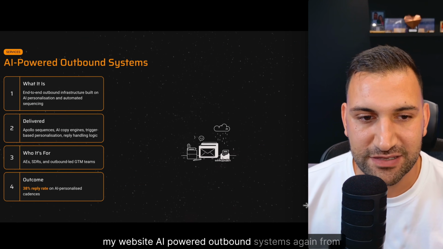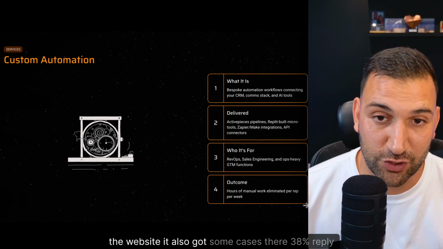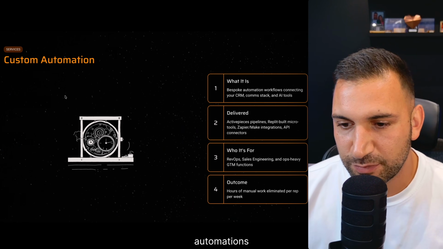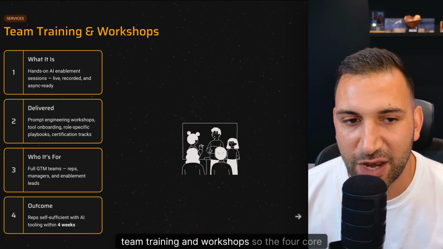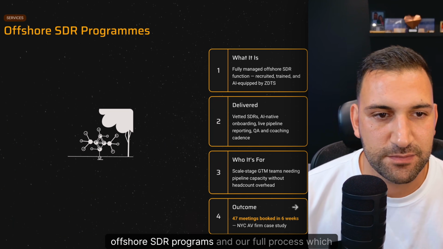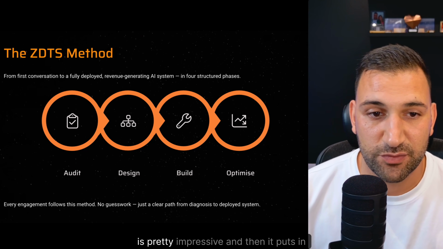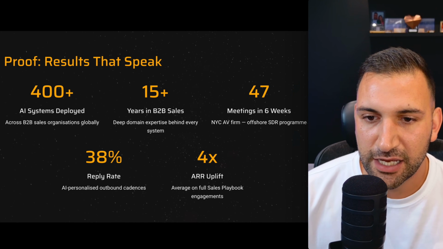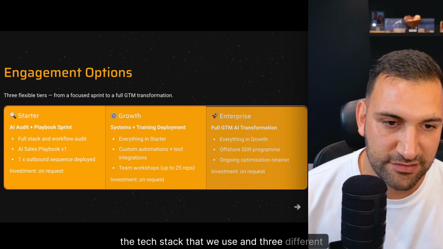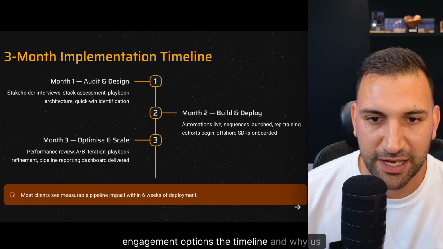AI sales playbook build. So it took this from my website. AI-powered outbound systems, again from the website. It also got some cases there. 38% reply rate. I love that. That's fantastic. Custom automations, team training and workshops. So the 4 core things that we offer, offshore SDR programs, and our full process, which is pretty impressive. And then it puts in the proof of work, an overview of the tech stack that we use, and 3 different engagement options, the timeline, and why us.